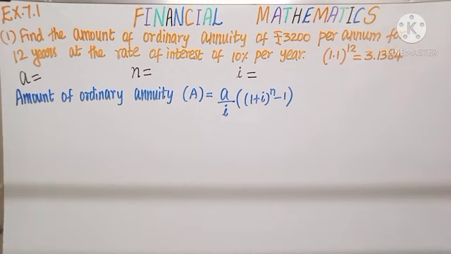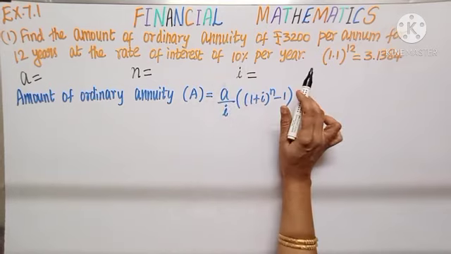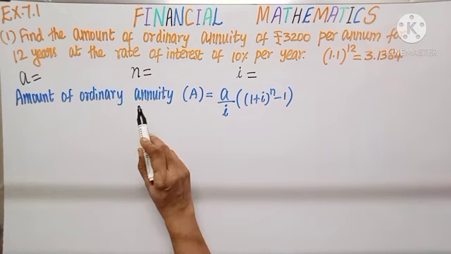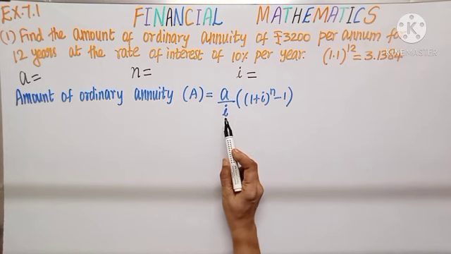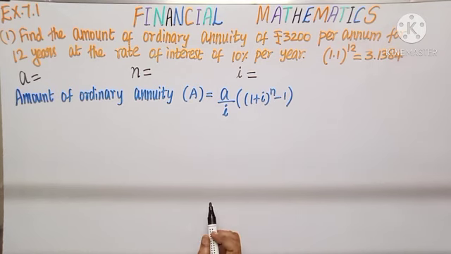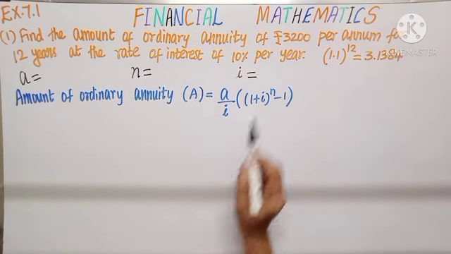Exercise 7.1, question number 1. Find the amount of ordinary annuity of rupees 3,200 per annum for 12 years at the rate of interest of 10% per year. As we read the problem, it is ordinary annuity and my question is amount. So for amount of ordinary annuity, we recall the formula A by I into 1 plus I the whole power n minus 1. I need to identify A, I, n from the question.